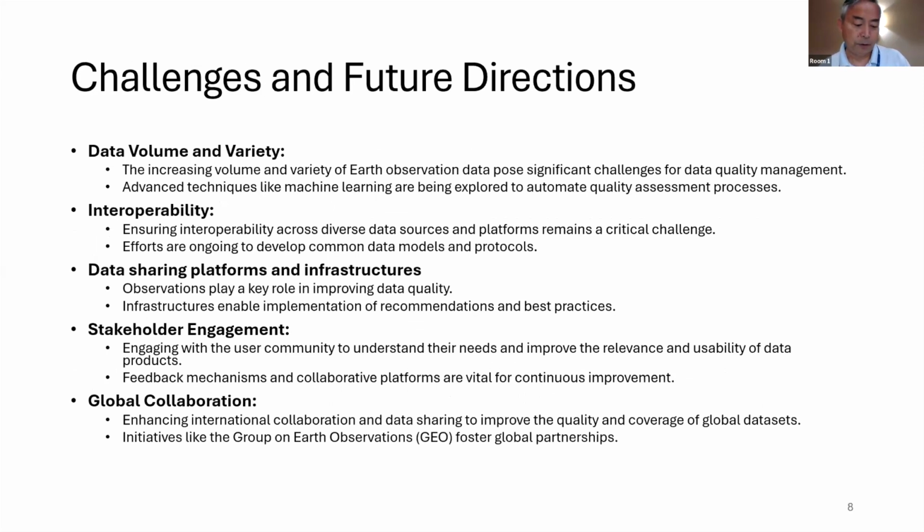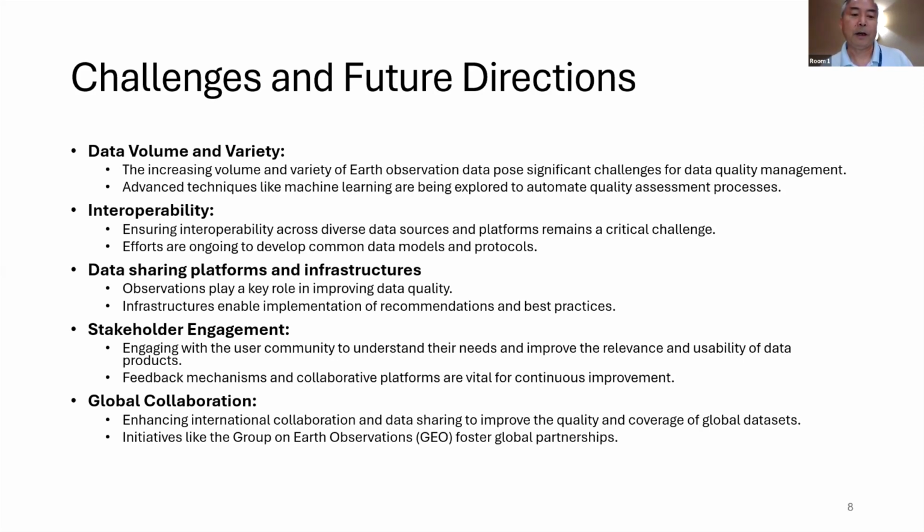So, challenges and future directions. Challenges and future directions depend on many factors. The first one is data volume and variety, which creates challenges because data products are very diverse, with different ways to create the data products. So the standards are very important here. That's also related to interoperability. And also we know observations play a key role in improving data quality. So we need next generation platforms and infrastructures to support data sharing.